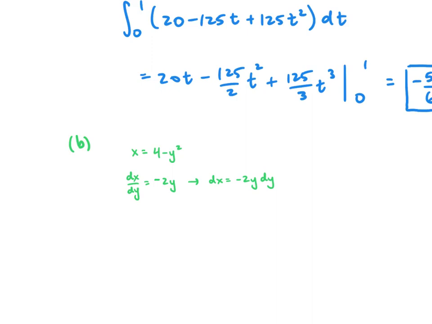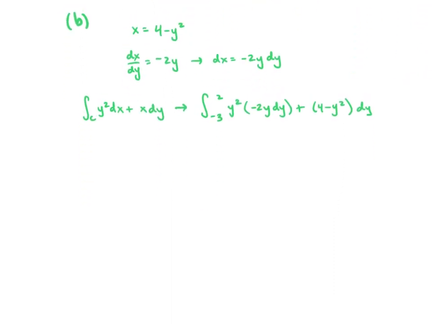So if we start with our integral, we have y squared dx plus x dy, and we're going to convert everything to be in terms of y. Now this means we're going to go from negative 3 to 2 this time, and y squared does not need to change. However, dx is negative 2y dy, and then x needs to change. X is going to be 4 minus y squared, and dy does not need to change. So there we go. Everything is in terms of y. So I'm going to pause this. I'm going to rewrite everything out and do the antiderivative.